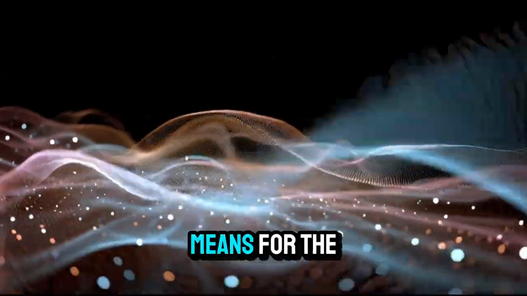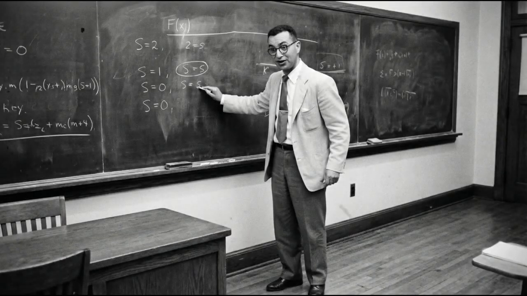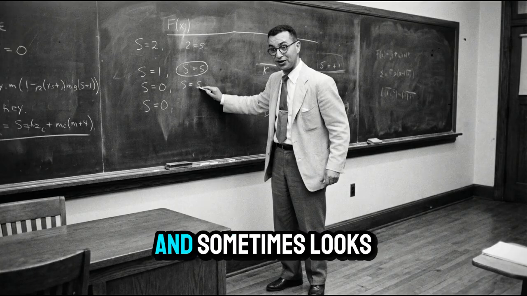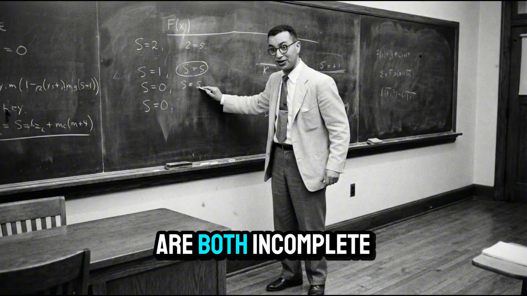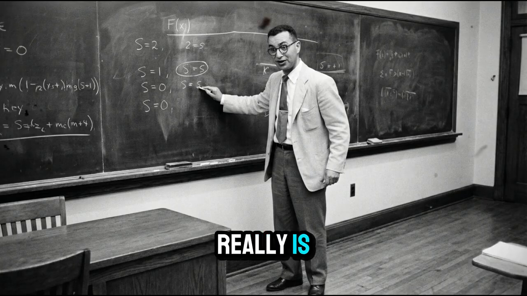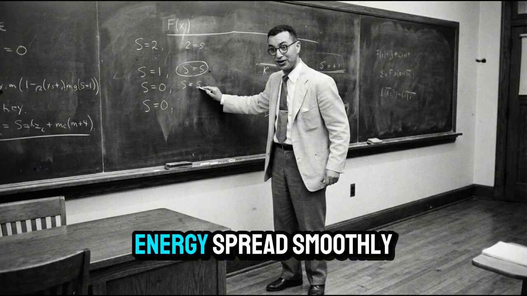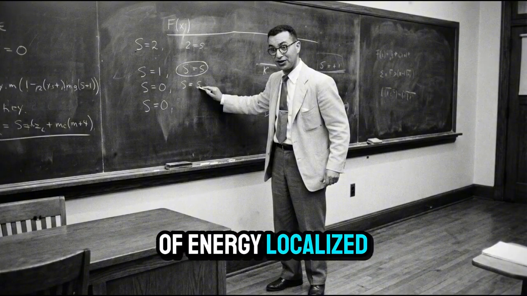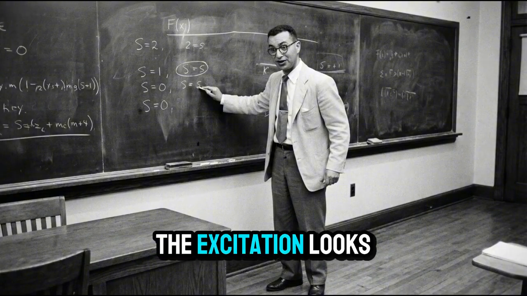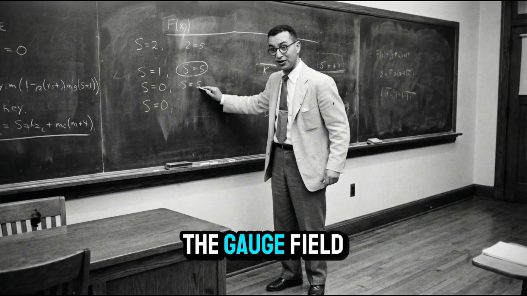Now let's talk about what this means for the famous wave-particle duality that confuses so many people. The reason light sometimes looks like a wave and sometimes looks like a particle isn't because it's somehow both things at once. It's because these are both incomplete descriptions of what light really is. Light is an excitation of the electromagnetic field. When you have a lot of energy spread smoothly across a large region, the excitation looks like a classical wave. When you have a small amount of energy localized in a tiny region, the excitation looks like a particle. But it's the same underlying thing, a pattern in the gauge field.